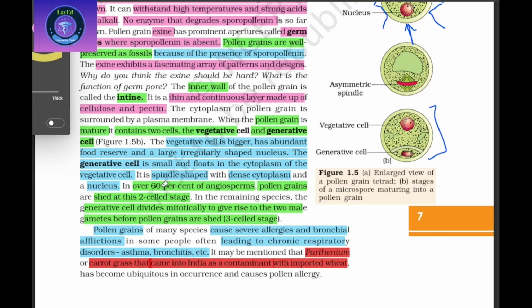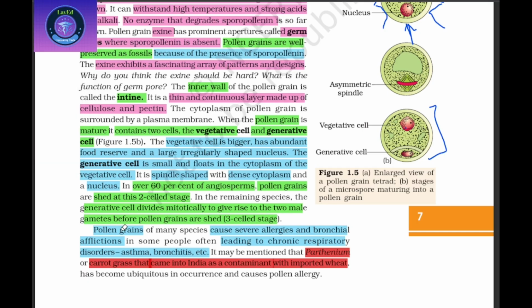In over 60% of angiosperms, pollen grains are shed at the two cell stage. This stage is called the two cell stage. Now, in the remaining 40% of angiosperms, the generative cell divides into two male gametes. Since we get three cells, it is also called the three cell stage. Earlier in 60%, there were only two cells, vegetative and generative, and three cells because the generative cell divides into two male gametes. Clear? Okay.